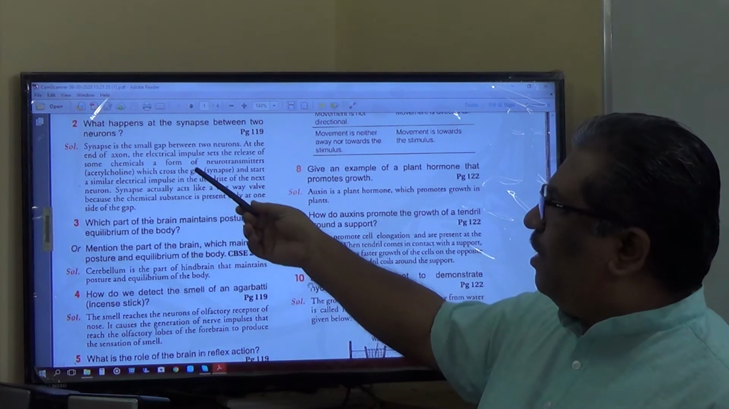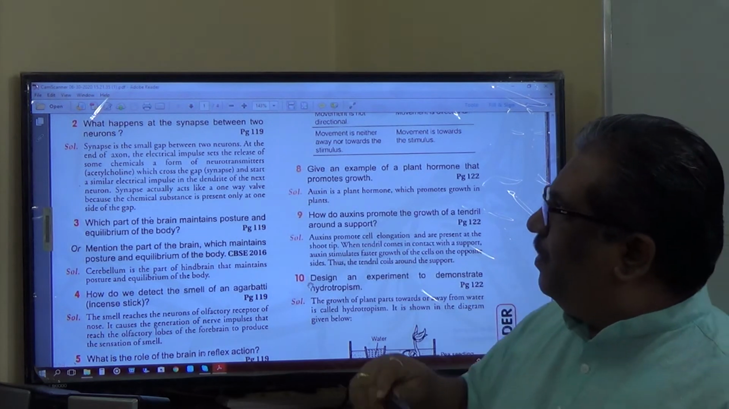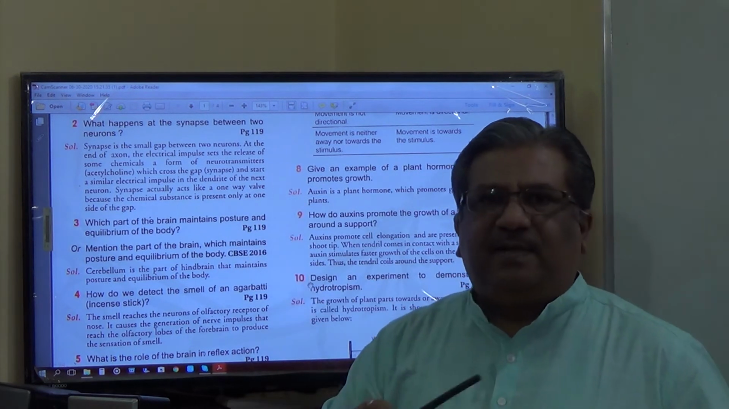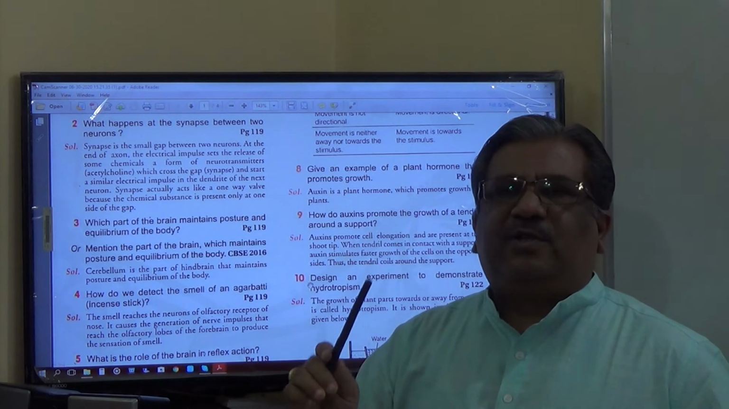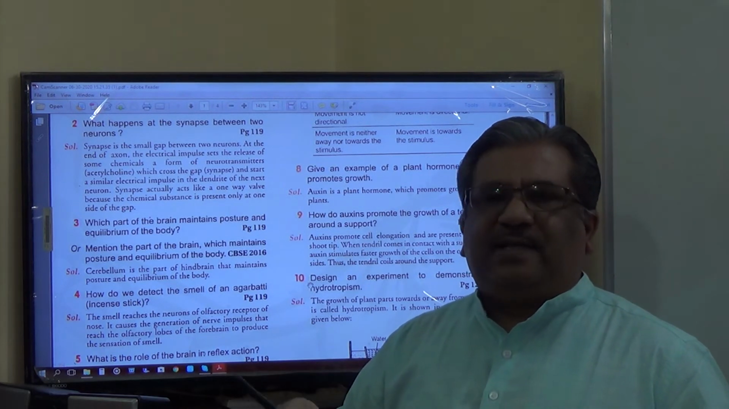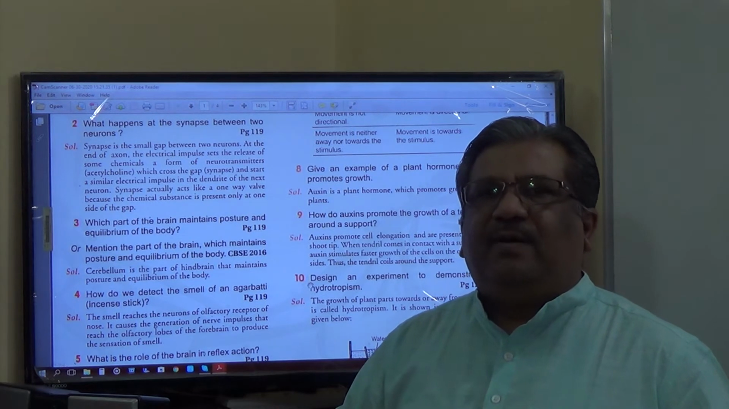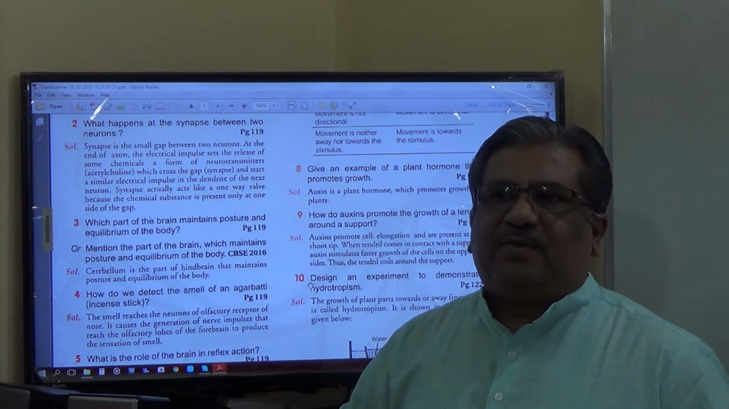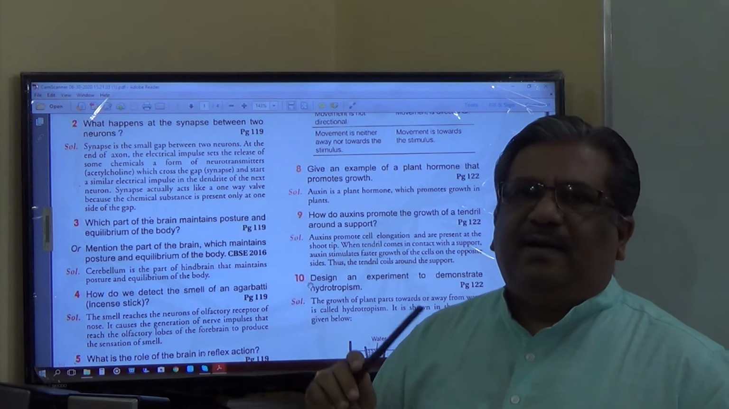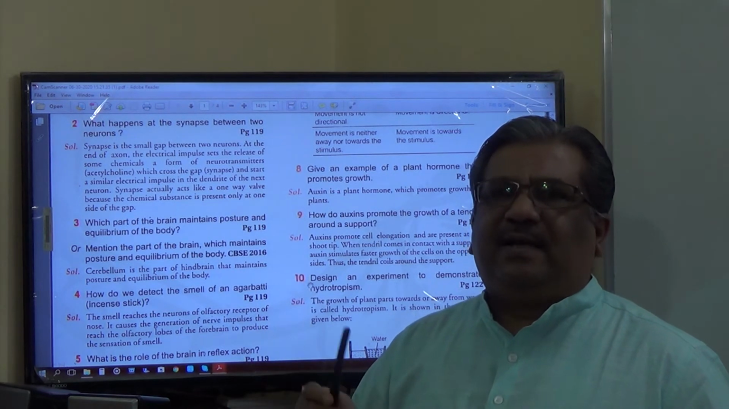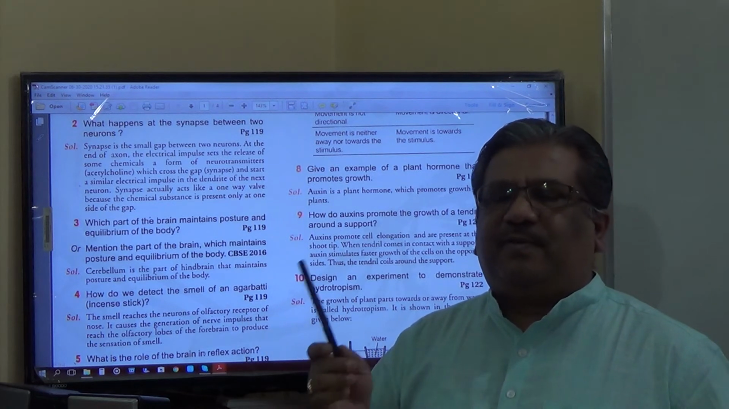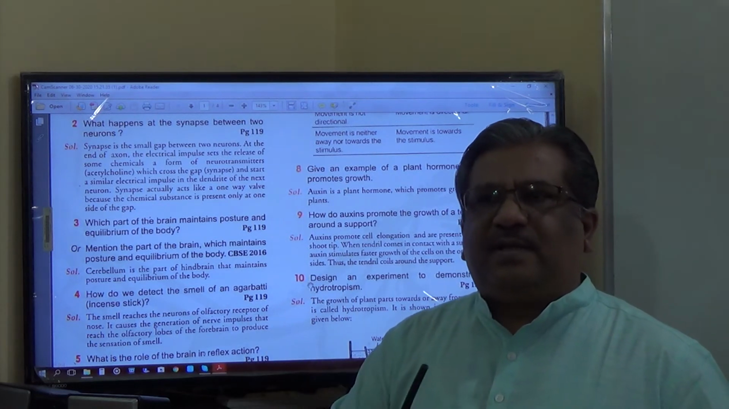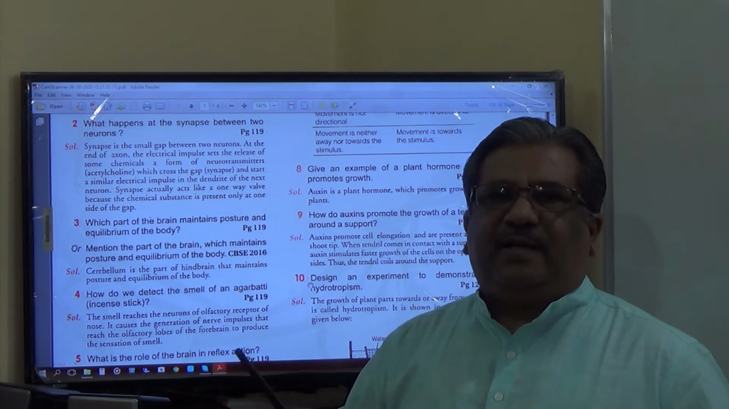So it is a small gap between the two neurons. An electrical impulse sets off the release of some chemicals at the synapse, and those chemicals will move on to the next dendrite and set off once again the electrical impulse. So thus at the synapse, the chemical acts like a neurotransmitter, and synapse helps in transmission of signal from one neuron to another neuron.